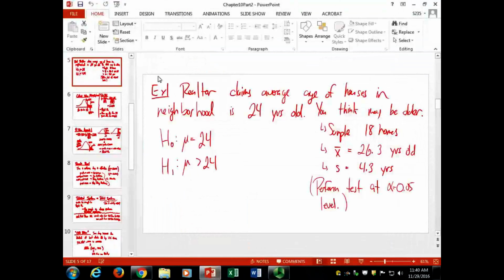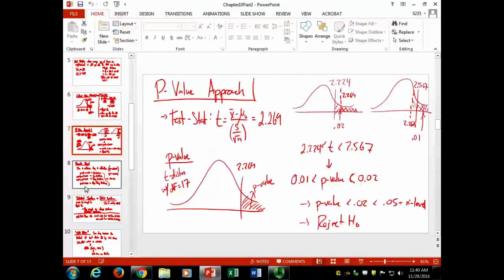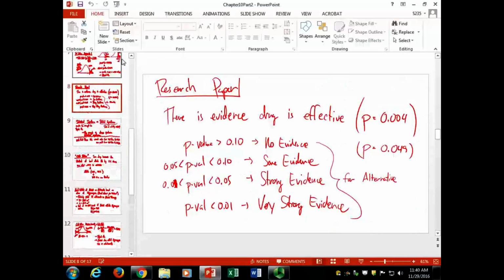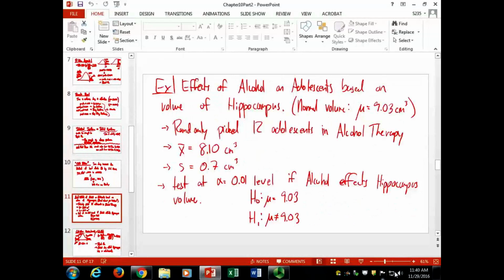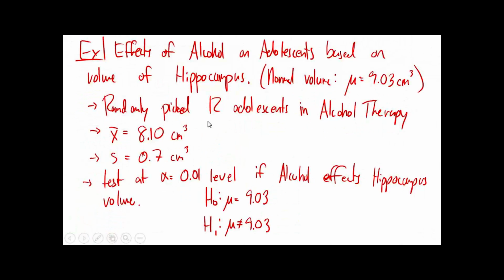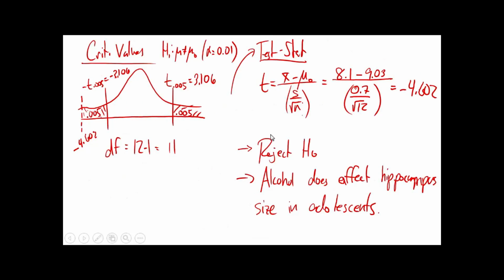So yesterday, we were discussing the hypothesis test. We were looking at the effects of alcohol on adolescents, and how it affected the volume of their hippocampus. This was a two-sided test where we just wanted to know whether the truth was something more or less, or either way. We set up our hypothesis test. We use the t-test because we're talking about a mean here, so we use our sample standard deviation and calculate our statistic. In this case, our statistic was way, way out there, way outside in the rejection region.